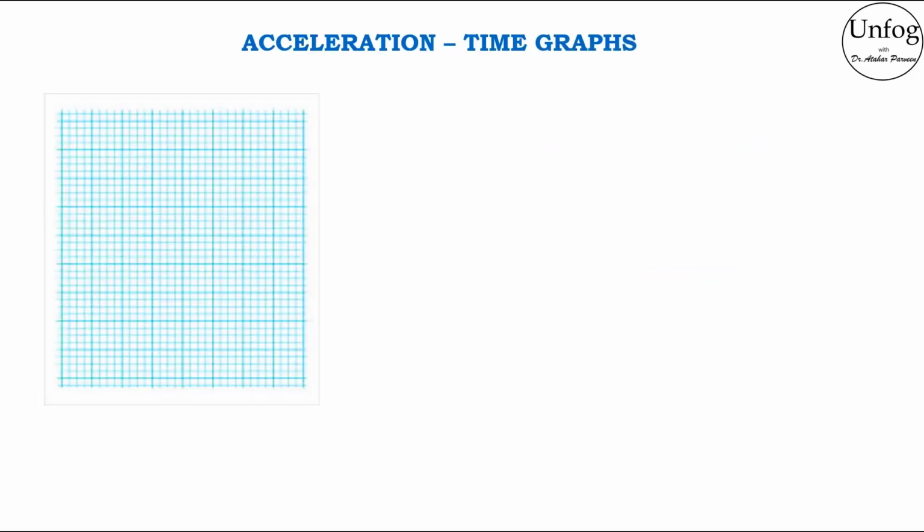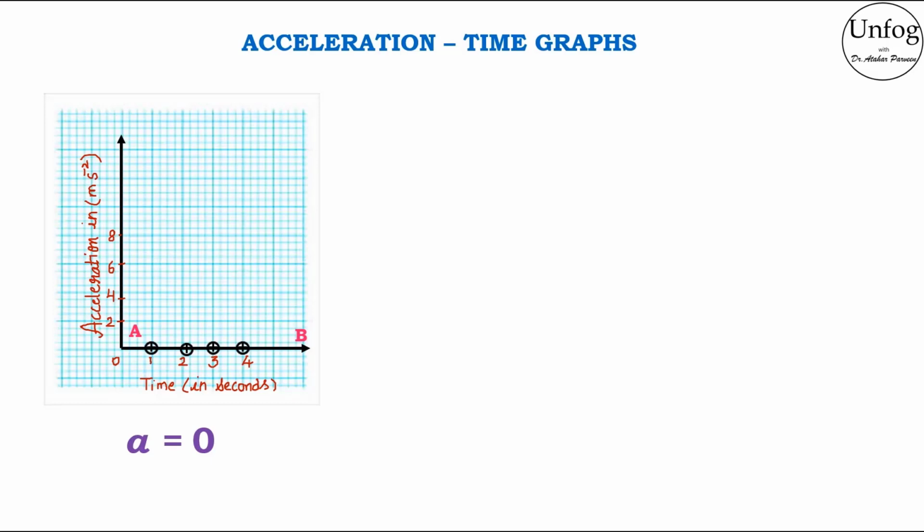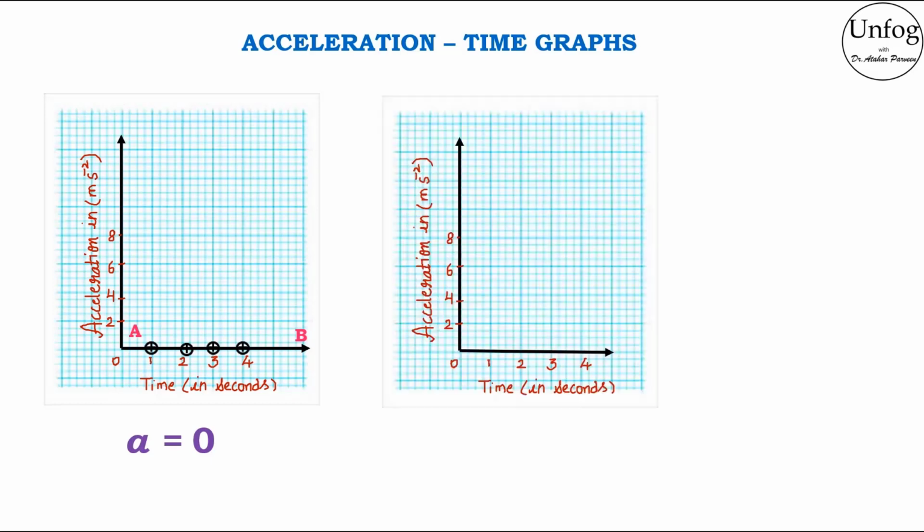The acceleration time graph is plotted with acceleration on the y-axis and time on the x-axis. If the body is moving with uniform velocity, then AB coincides with the time axis. Therefore, acceleration of the body along the time axis is 0. If the acceleration time graph is parallel to the time axis, then acceleration does not change. That is, the body has uniform acceleration and variable velocity. The area of the graph gives velocity and here it is a rectangle. Therefore, acceleration into time gives velocity and we can have velocity equal to 24 meters per second.